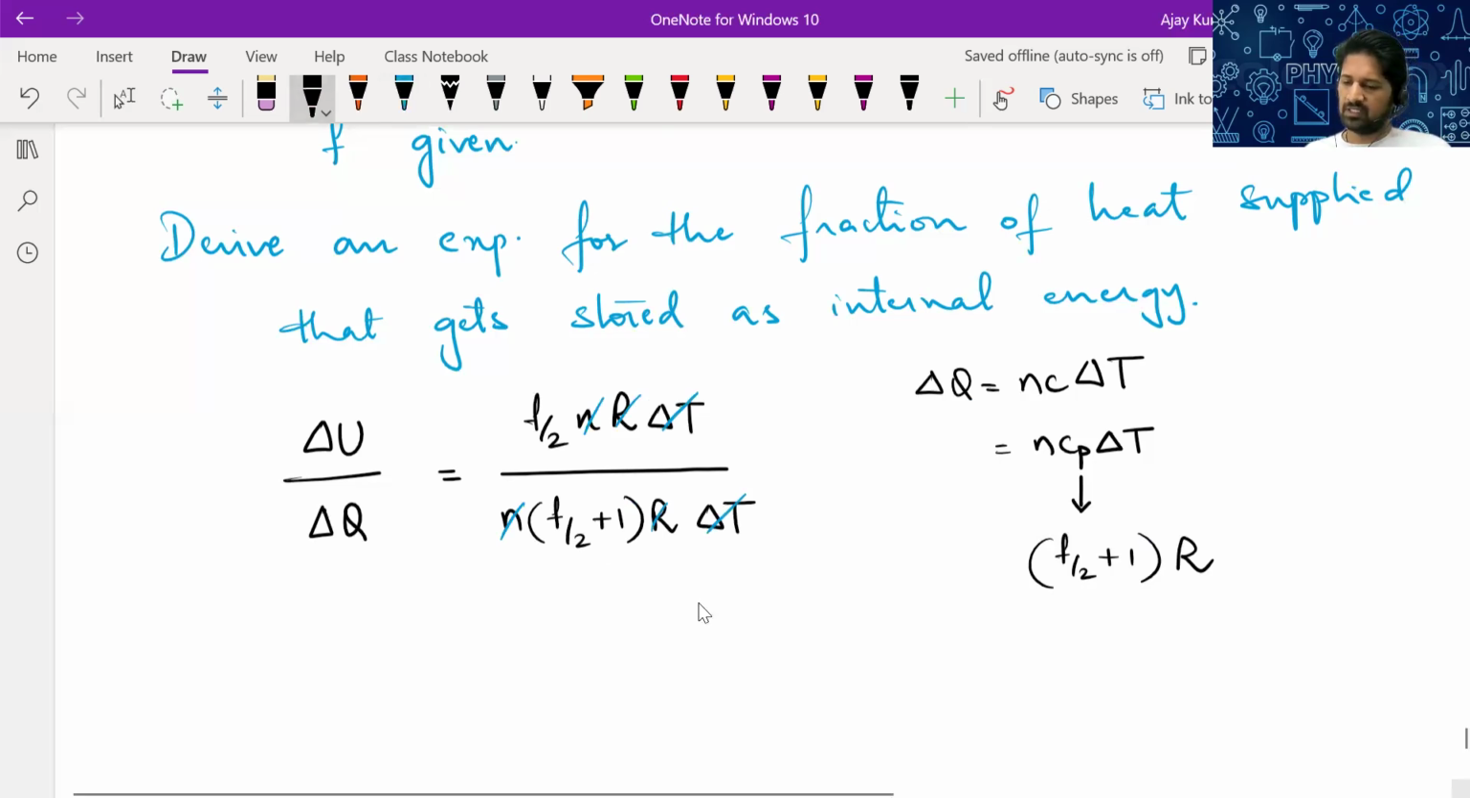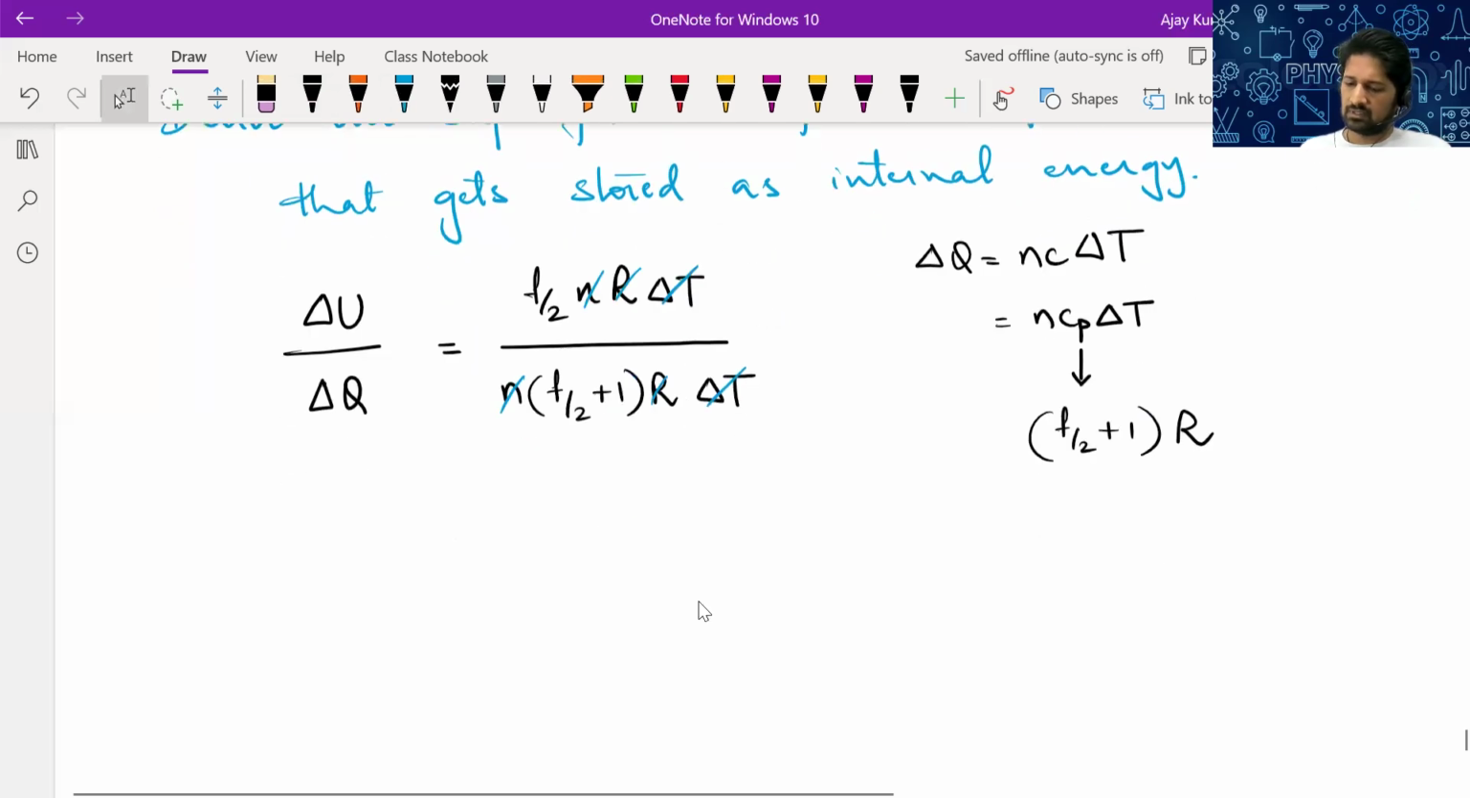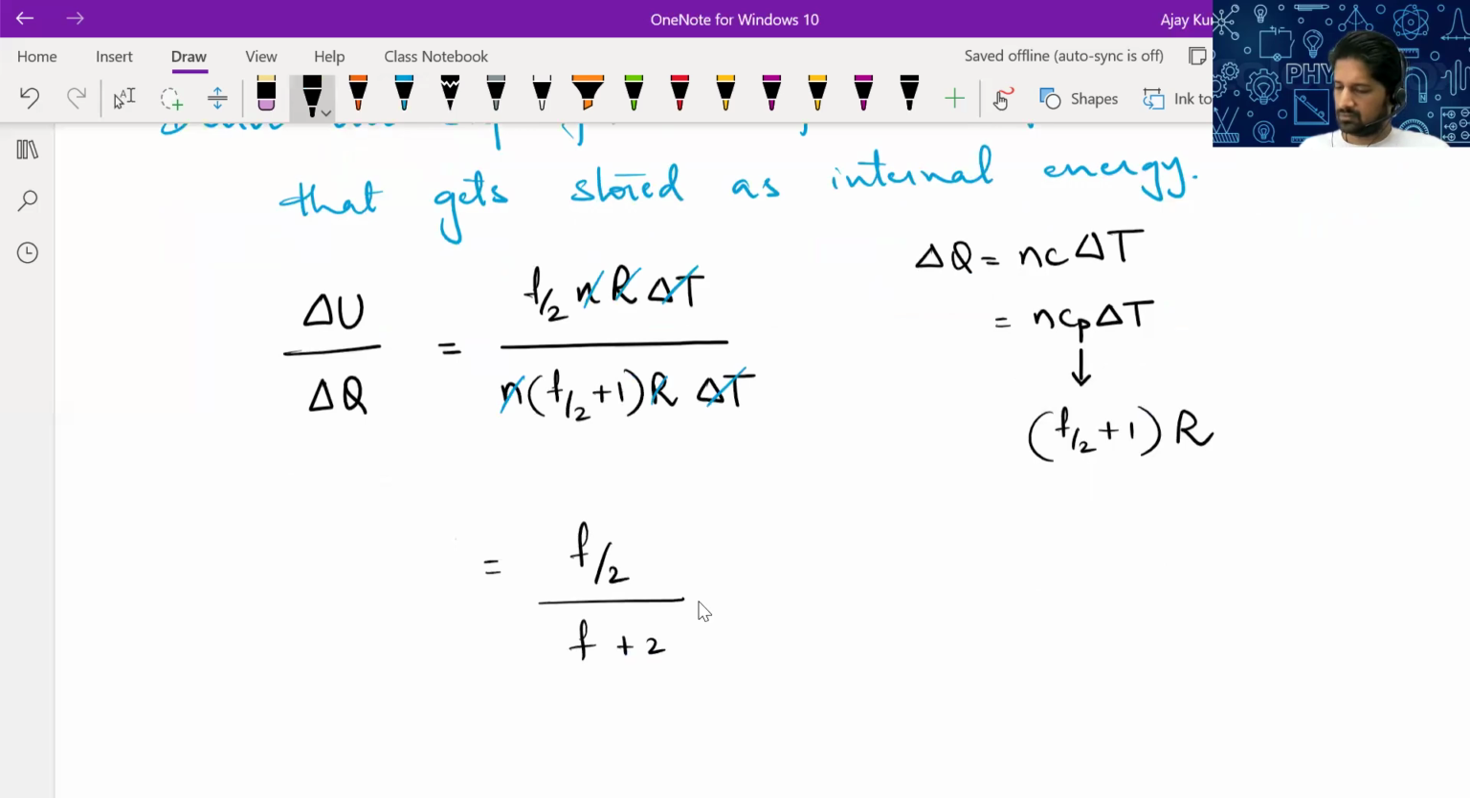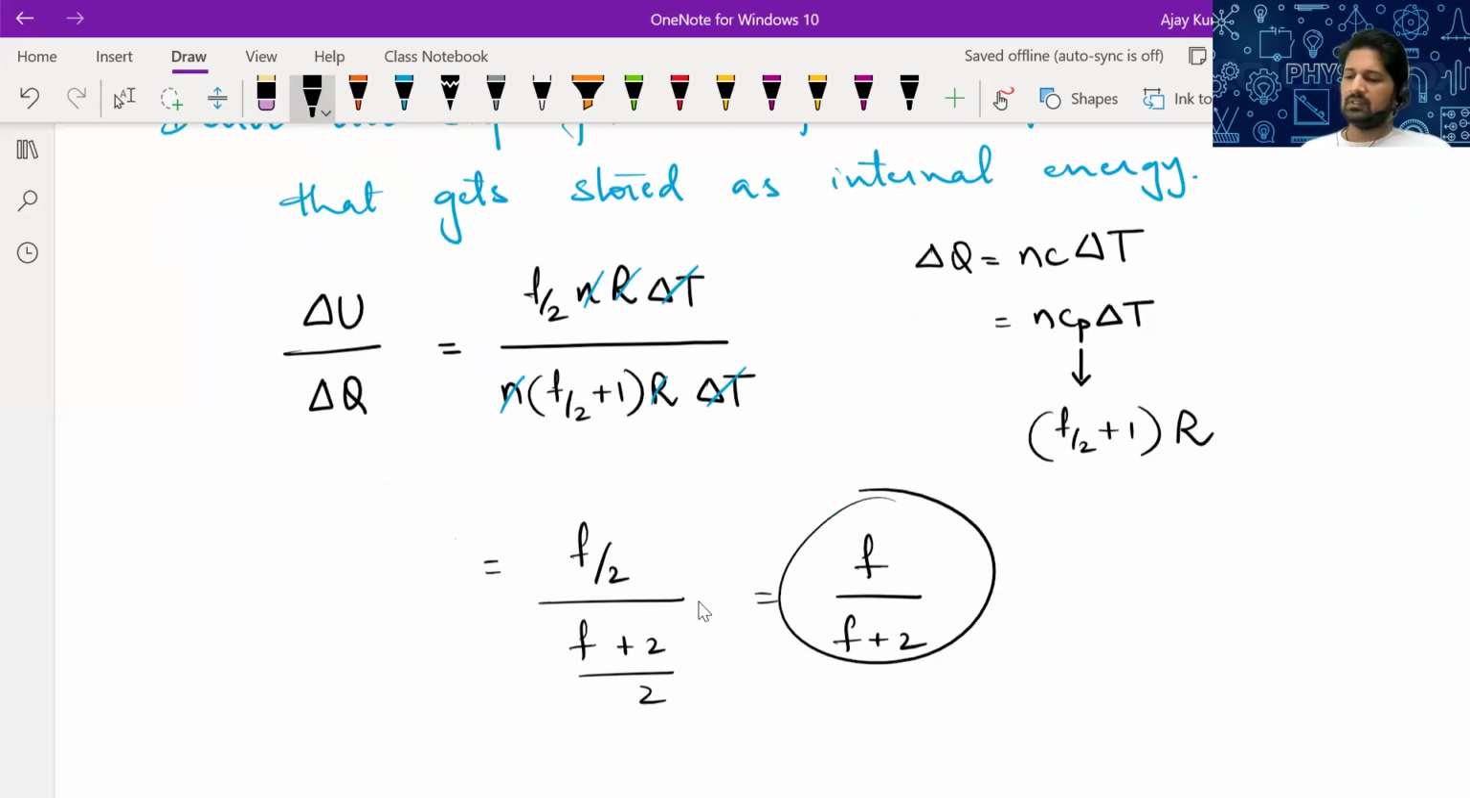F by 2 divided by F by 2 plus 1, which effectively becomes or can be written as F by 2 divided by F plus 2 whole divided by 2. The 2's get cancelled. F by F plus 2. That is the fraction of heat which gets stored as internal energy.